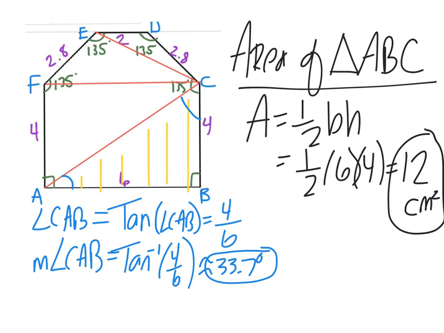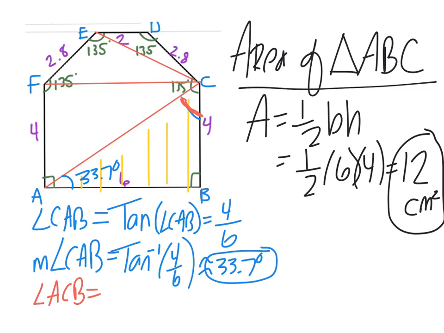I'm going to actually label my picture because I like having all that information. So this is 33.7 degrees. Now, to get the other angle here, it looks like it's angle C, but it's really angle ACB is how I'm going to say that. So let me write that here. I'm going to find the angle ACB, which is this guy here.